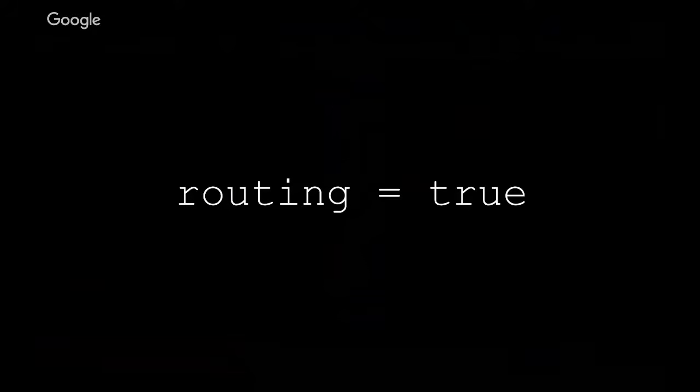In order to enable this on the Mapbox Search API, you want to set an element called routing equals true. And this will get you an array. Right now it's usually one coordinate, but it may also be multiple coordinates as we start to develop this. Currently, it's just one.